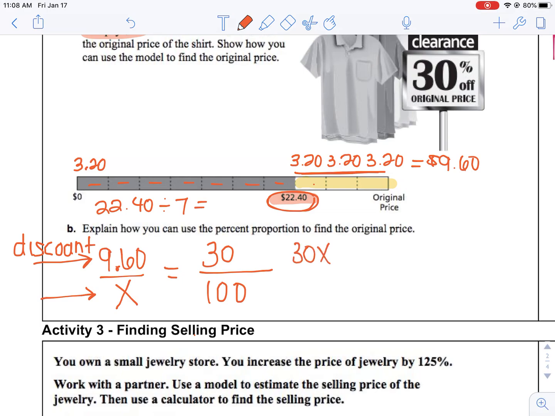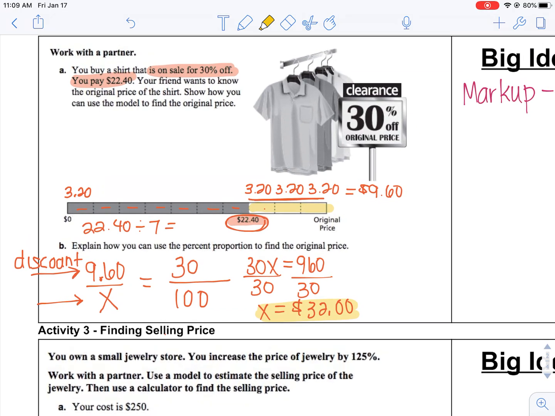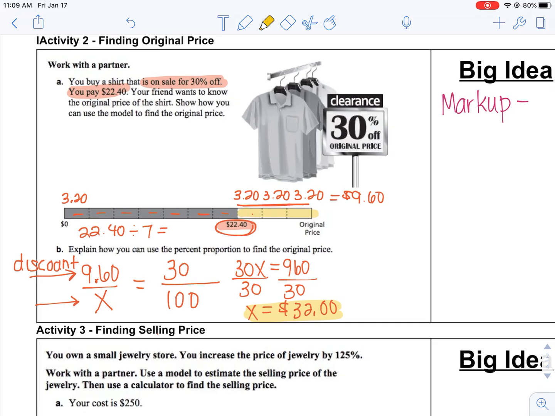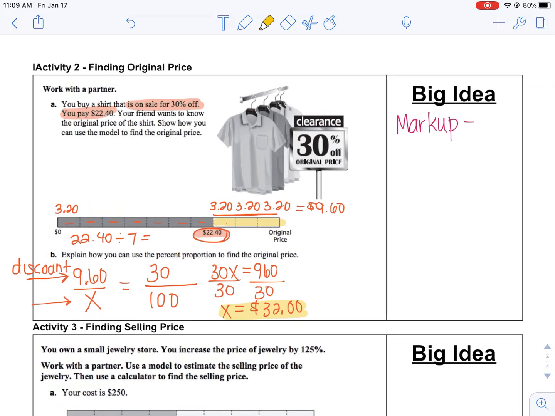So we get 30X equals 9.6 times 100, and X is equal to $32. And that should make sense, because if this original price isn't more than what you paid, $22.40, then you didn't do something right, because the discount told you the lesser amount. So that's how you go ahead using that model to find what your original price was.